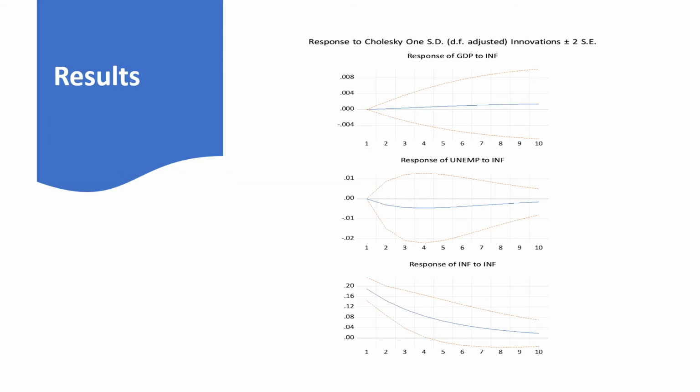Here are the results of the impulse response function. As you see in this figure, in the first panel, we see that GDP responds positively to a 1 standard deviation shock to inflation. When we move to the second panel, we see that the unemployment rate responds negatively to a 1 standard deviation shock to inflation. And finally, in the third panel, we see that inflation responds positively to a 1 standard deviation shock to itself.